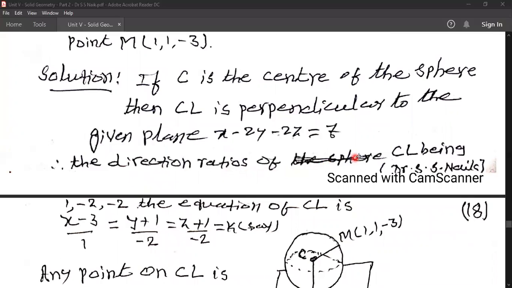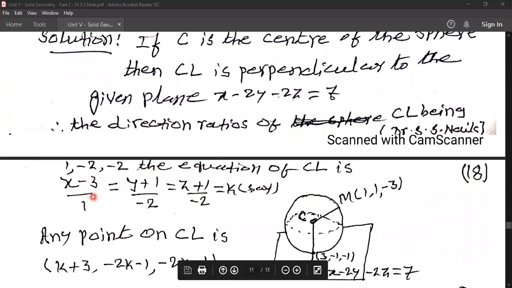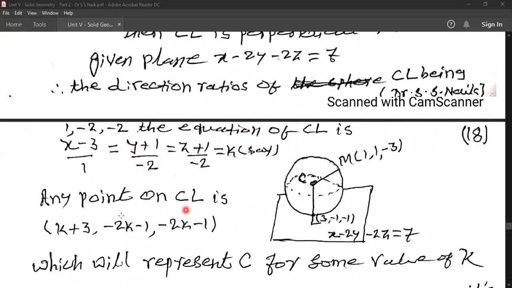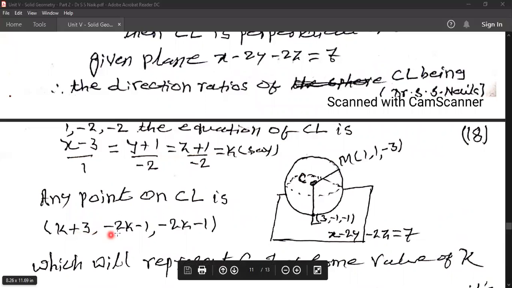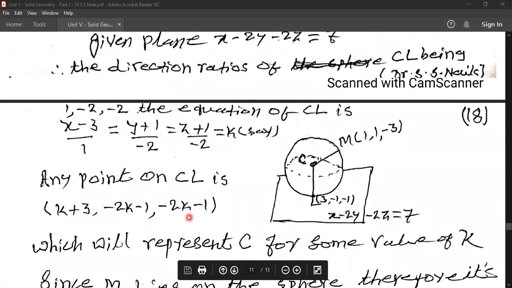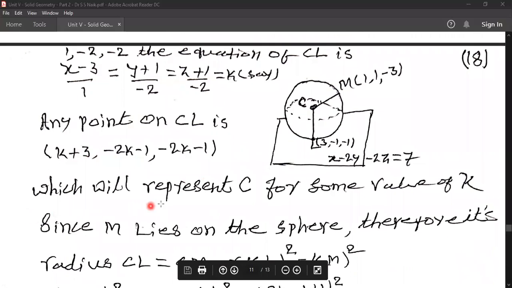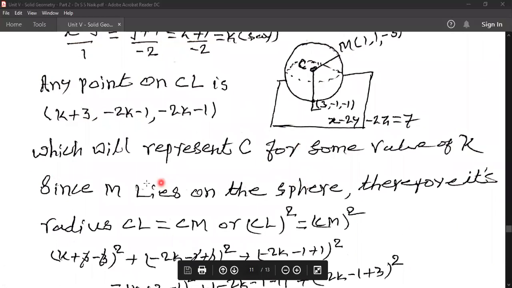The direction ratios of CL being 1, -2, -2, the equation of CL is (x minus 3)/1 equal to (y plus 1)/(-2) equal to (z plus 1)/(-2) equal to k. Say any point on CL is given by (k plus 3, -2k minus 1, -2k minus 1), which will represent C for some value of k.